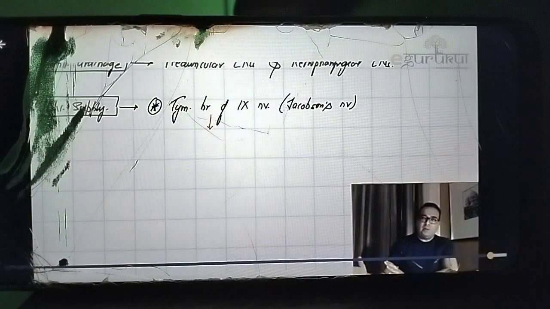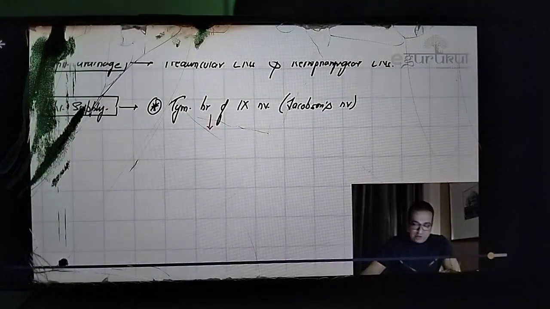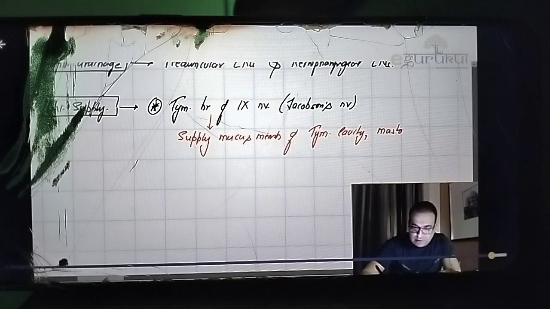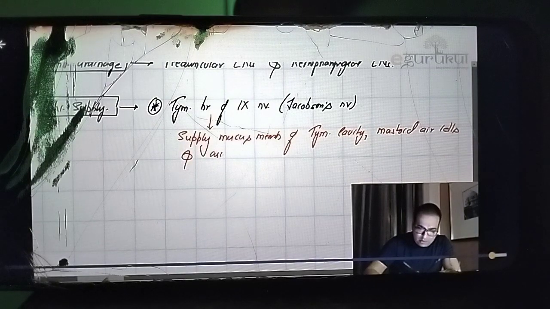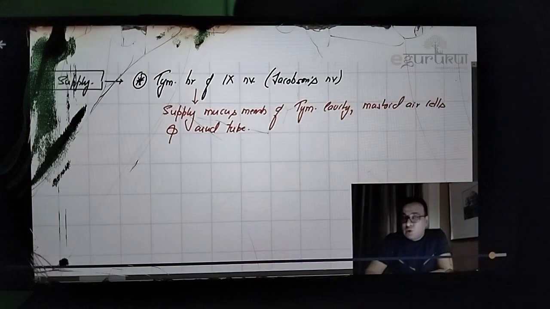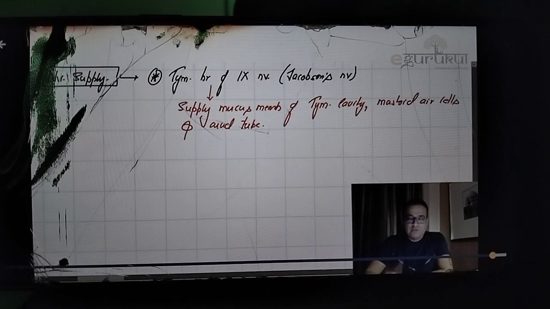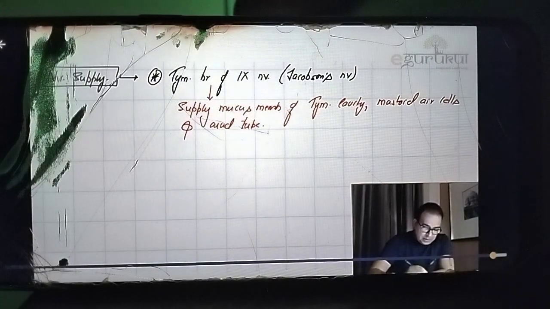But the only function of tympanic plexus is not to give passage to the lesser petrosal nerve, but also to supply the mucous membrane of what? Mucous membrane of tympanic cavity, that is middle ear cavity, of mastoid air cells, or you can say mastoid antrum, and even auditory tube, eustachian tube. If you go back and look into your notes, eustachian tube nerve supply also includes glossopharyngeal nerve. That's the one. This was a parasympathetic one, guys.